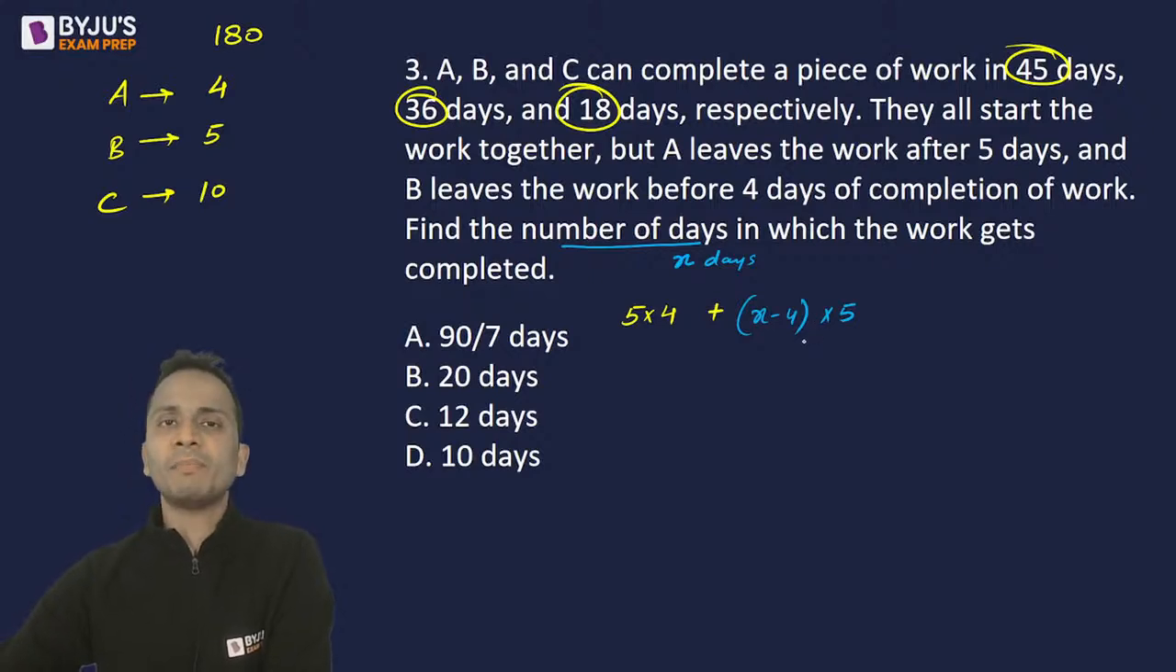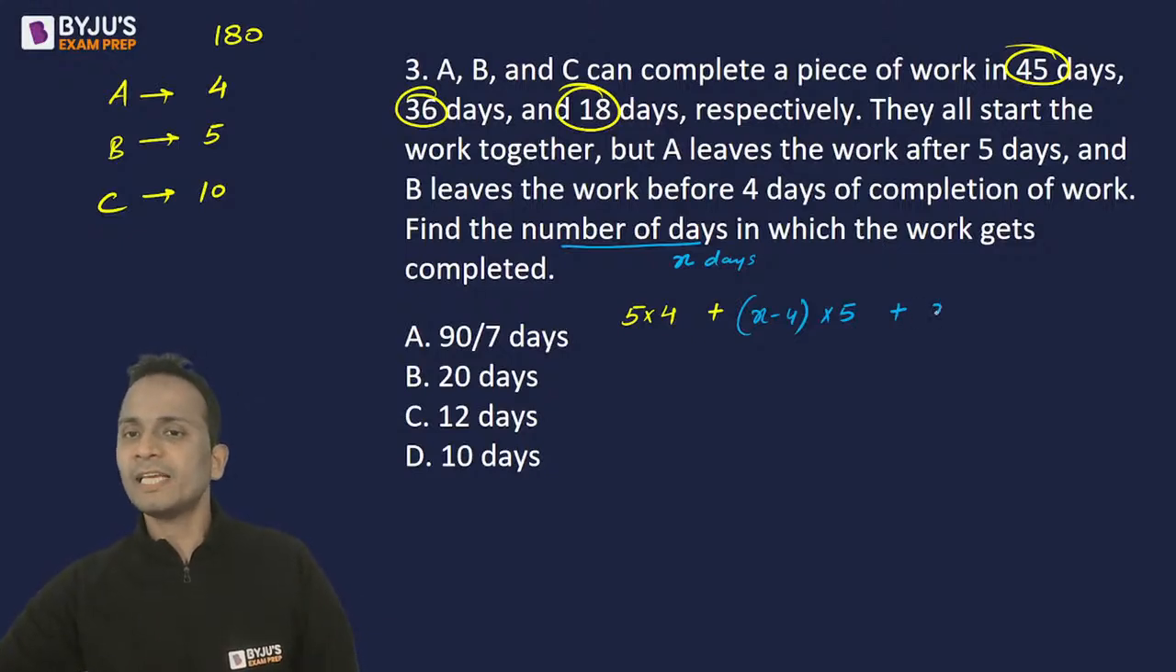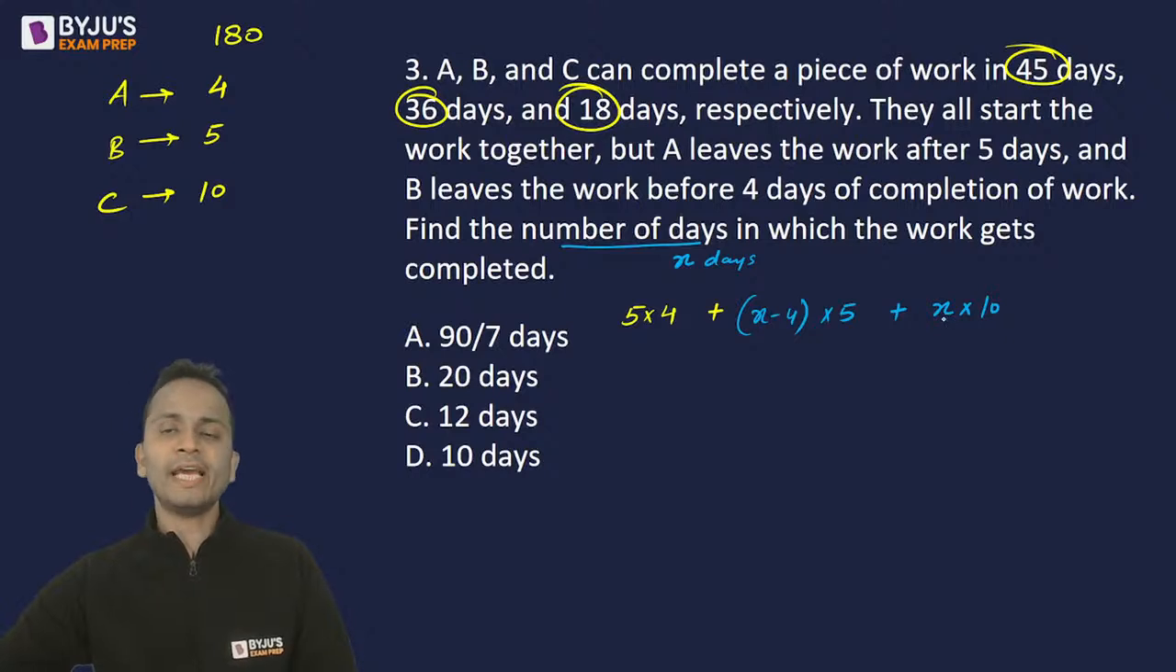So total work done by B will be X minus 4 multiplied by 5, right? Plus, now C did not leave. So C will work for the entire duration. That means X days. 1 day work of C is 10. So X multiplied by 10 will be the total amount of work done by C, right?